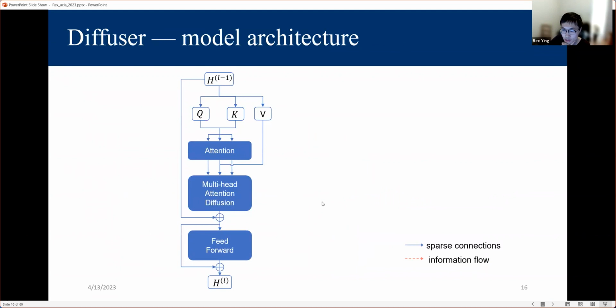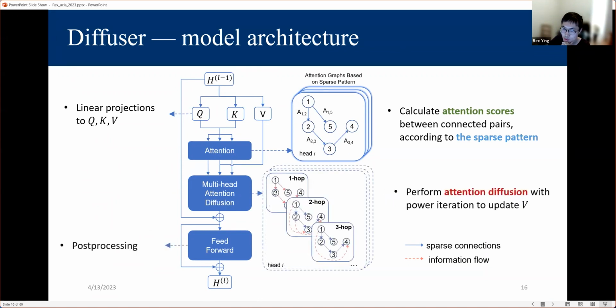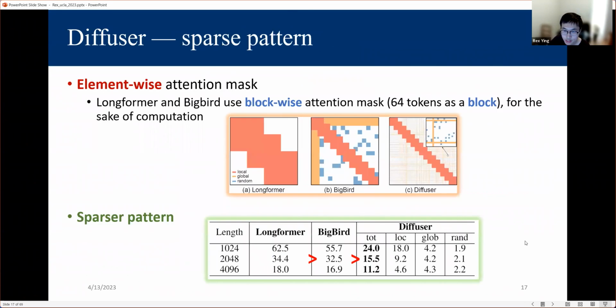So, another graphical illustration. This is the attention transformer kind of architecture, right? Here, instead of doing full attention, we create a sparse pattern, and then we do graph diffusion to obtain the attention for all the other pairs that are not directly connected. Then we get the full attention matrix, and we do the next layer computation, right? We obtain the next layer representation.